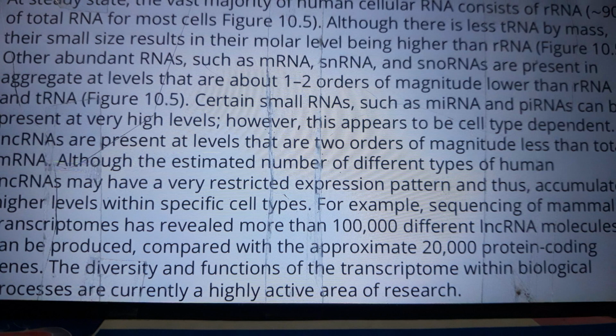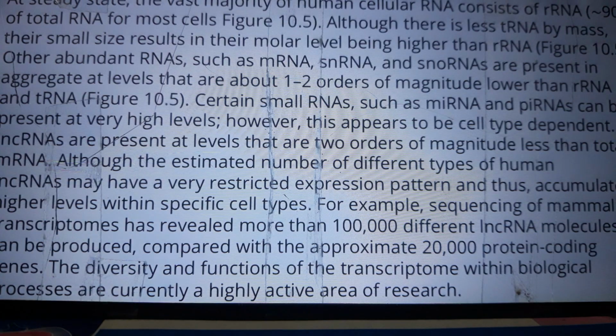At 90% of total RNA for most cells, figure 10.5. Although there is less tRNA by mass, their small size results in their molecular level being higher than rRNA. Figure 10.5, other abundant RNAs such as mRNAs, snRNAs, and snoRNAs are present in aggregate at levels that are about 1 to 2 orders of magnitude lower than rRNA and tRNA, figure 10.5.